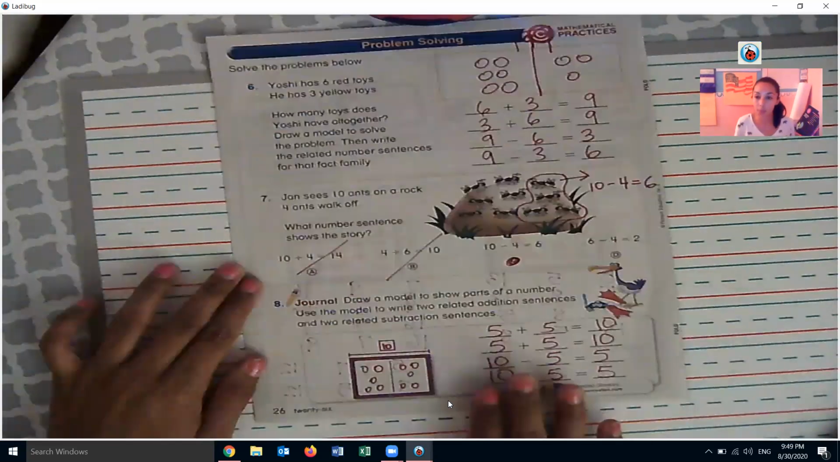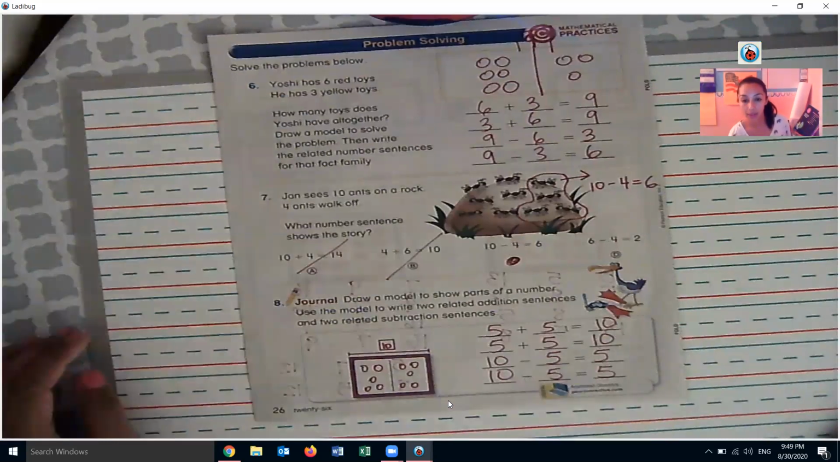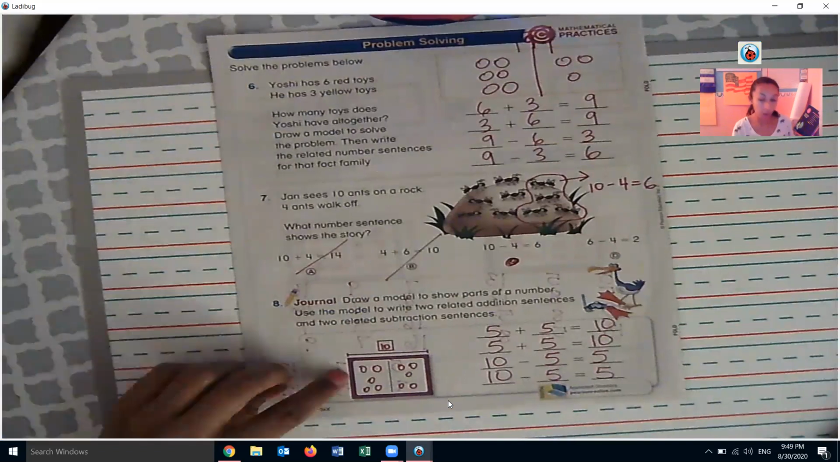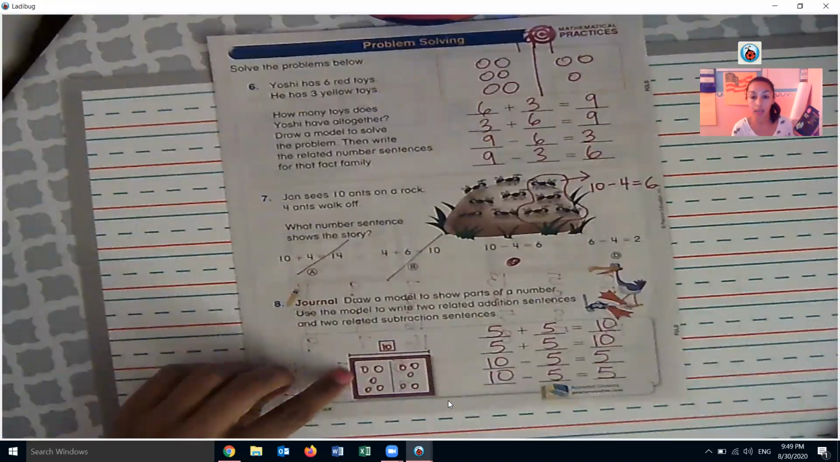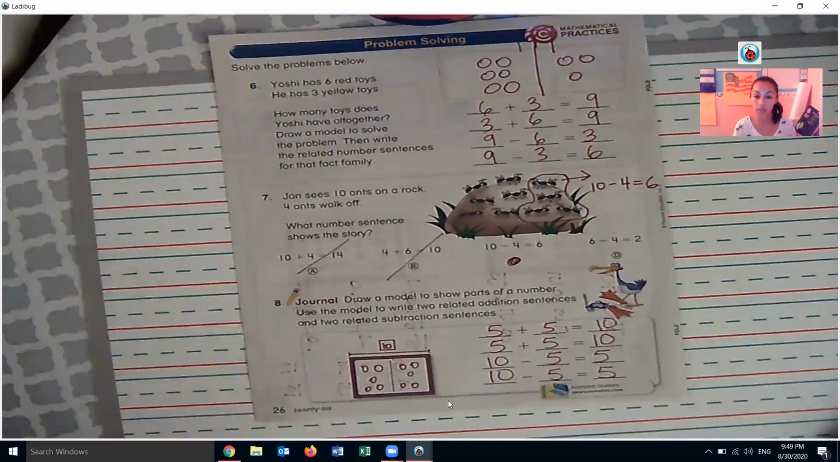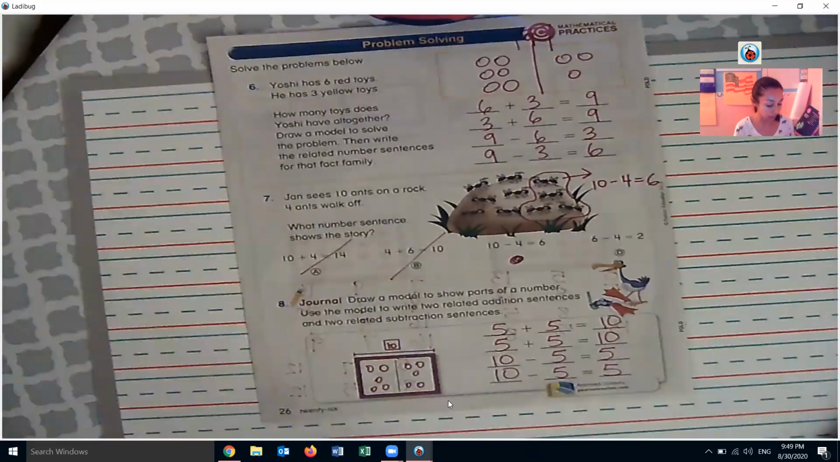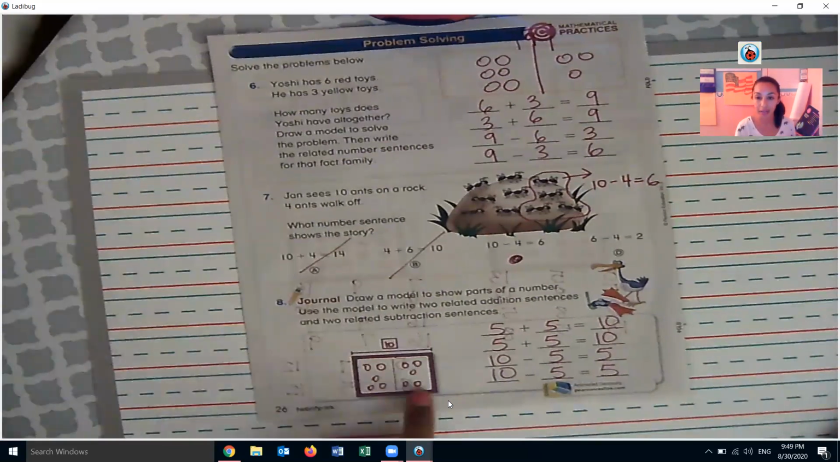For the very last one, this is where you get to be creative and do your very own problem. And it should be a fact family. So you should only use 3 digits, and those same 3 digits are being used in 2 addition and 2 subtraction problems. I went with doubles, 5 and 5.